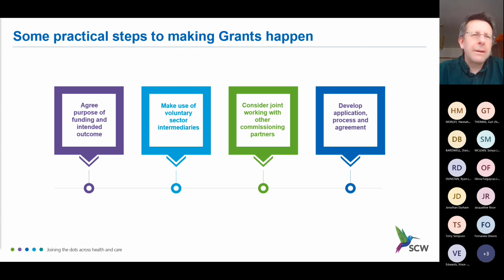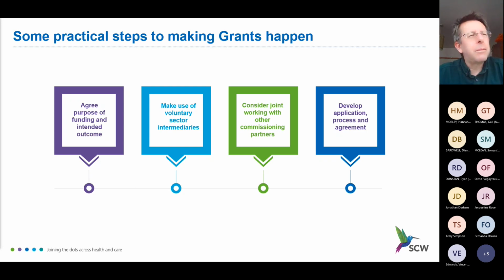So, just a few thoughts on some practical steps to making a grant happen. And again, for all of you good old-fashioned commissioners out there, some of this will be reasonably straightforward. It's always important to think carefully about the purpose of the funding, and what you intend the outcome to be. What are your commissioning objectives, and what do you hope to achieve from that?